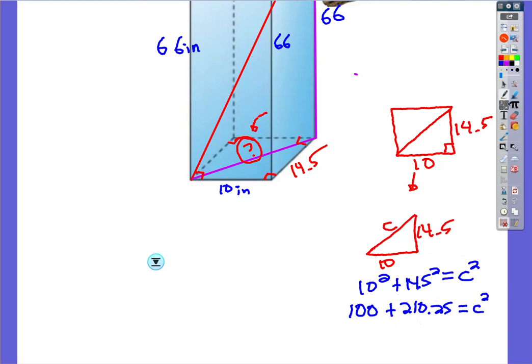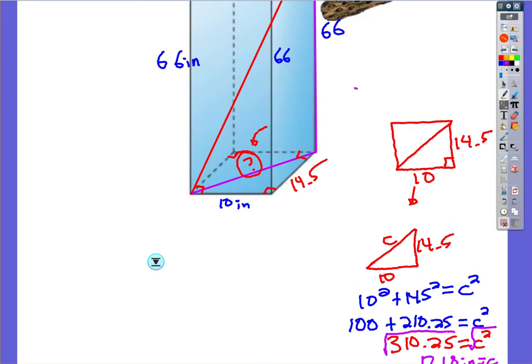So just like we did before, we'll simplify the left-hand side. 100 plus 210.25. That's one where the digits line up, so you can just do it in your head pretty easily. Equals c squared. And again, we'll square root both sides. We know the context of the problem, so we're not going to take the negative solution, only the positive. The square root of 310.25 is 17.18 inches. And that is equal to c.